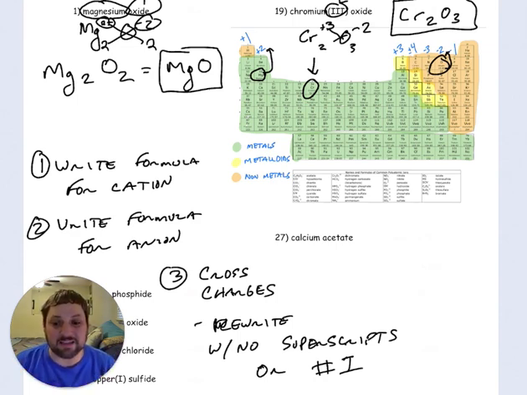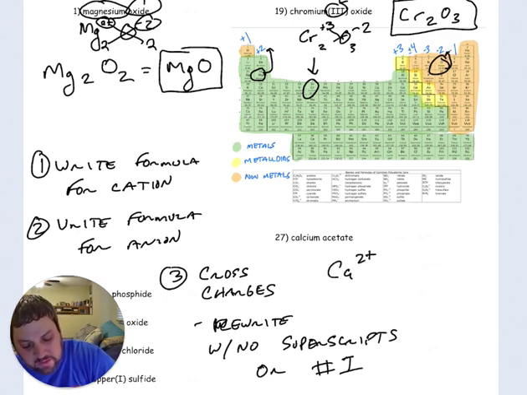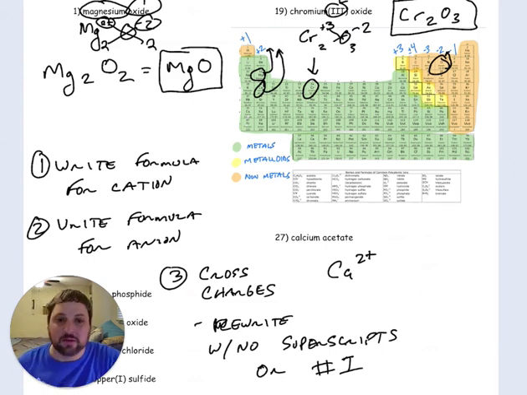And finally, if we look at number 27, we can see calcium acetate ends in an ATE, and it's not an IDE, okay? So this is a big giveaway that this is a polyatomic ion, right? Polyatomic ions are going to end with ATEs and ITEs 99% of the time. But we're going to still use the same 3 steps. So calcium, write the formula. It's Ca, and its charge is 2+. So I find it on the periodic table. I go to the top. It has a 2+ charge.